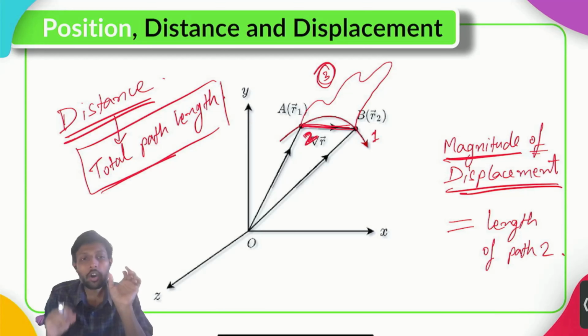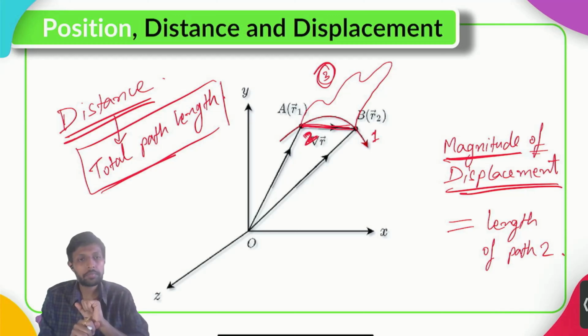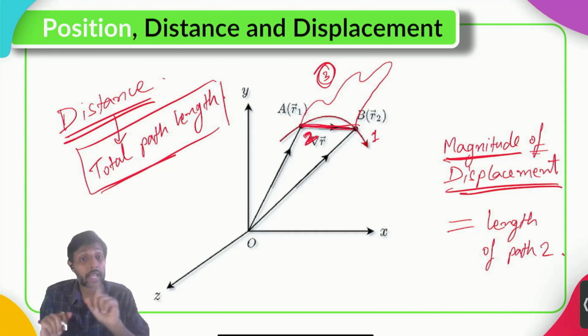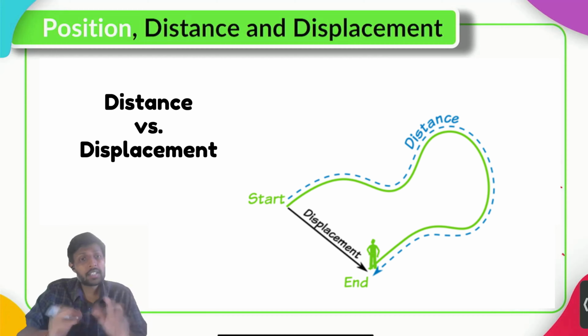The magnitude of displacement was the shortest distance between 2 points. So the shortest distance between the 2 points is traced by this path 2. So that length is the magnitude of displacement, remember. To give the entire information about displacement, we need two things. One is the magnitude and the other is the direction, whether it's going from left to right or right to left. That is also important. The distinction is also clear.